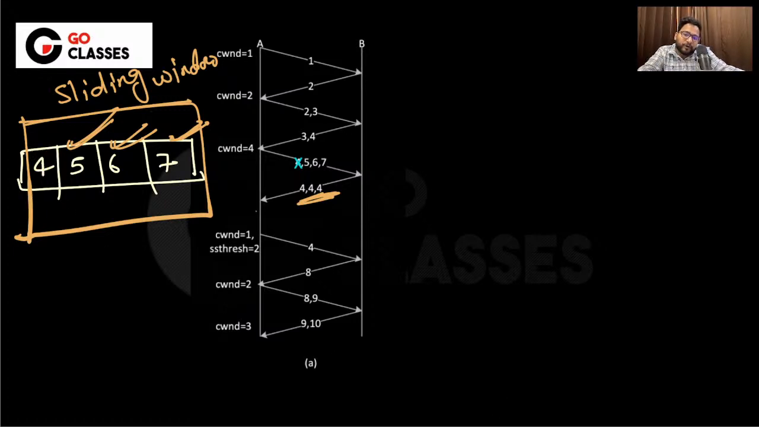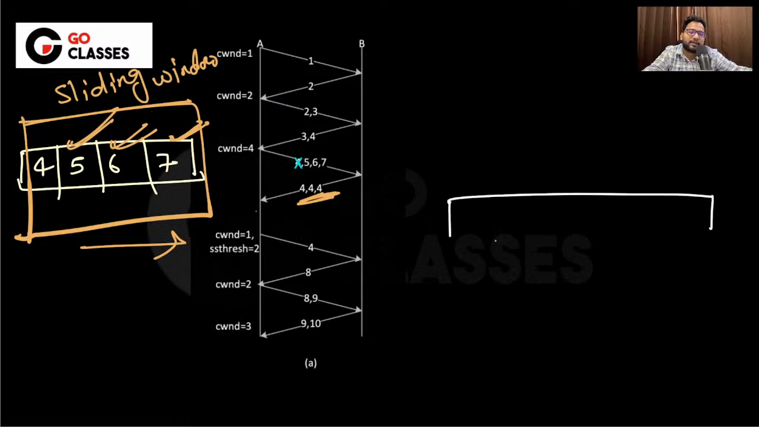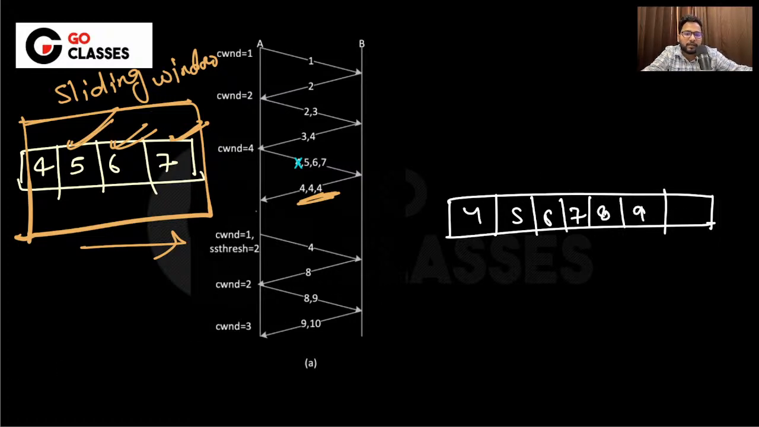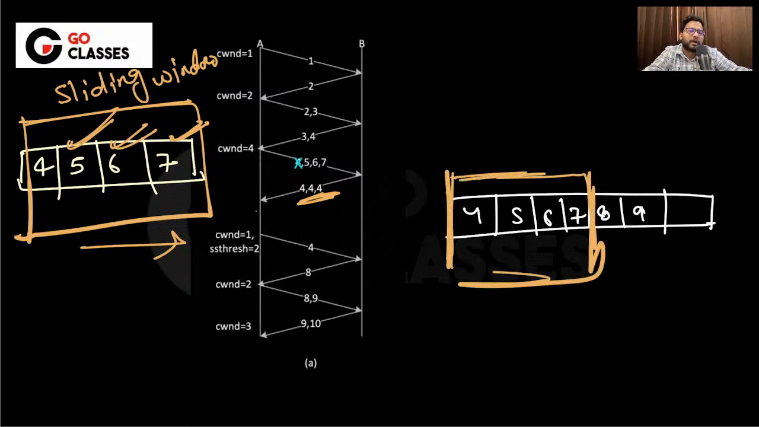Now can your window slide? Think about it and tell me. Let's suppose you have 4 here, 5, 6, 7, 8, 9, 10. You don't have 10, because you have just 9 MSS to send. So in this particular question you have something like this, this is your current window. Now if this is lost and these 3 are received, can you slide this window? This is my question.